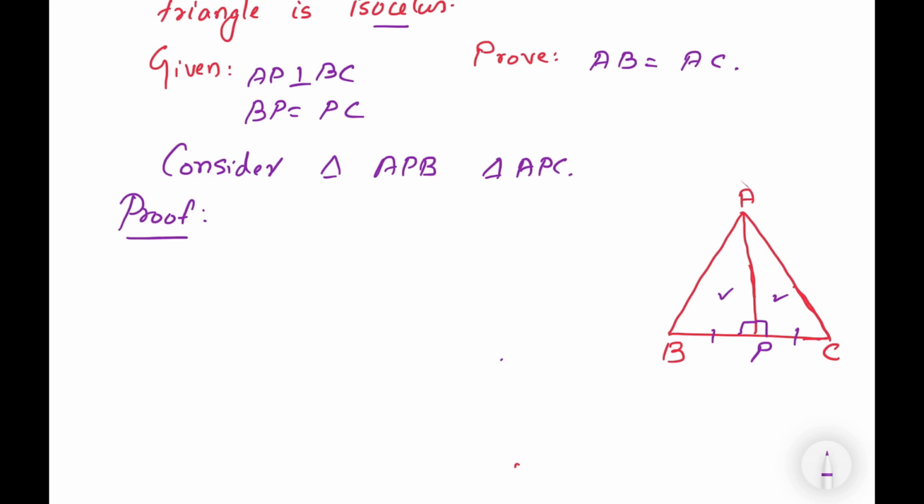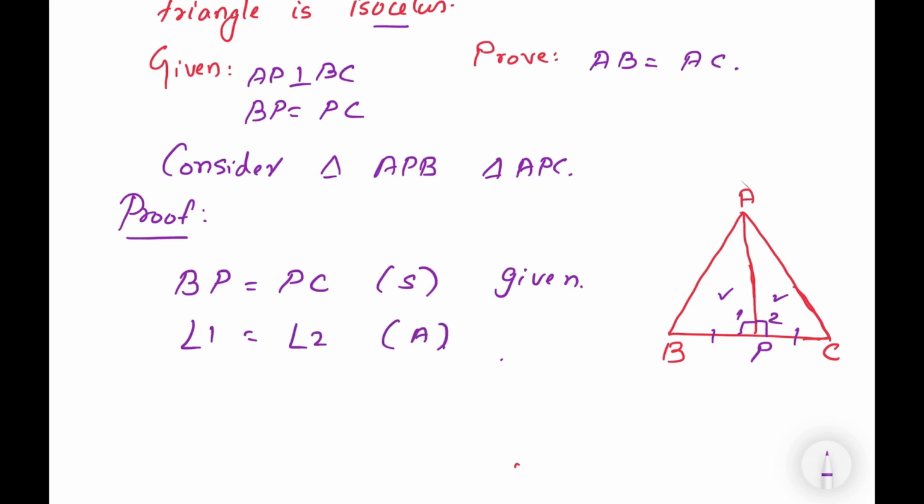Here we have to see what else we can use. The angle is there. BP equal to PC is one side, and we can take AP as a common side. The angle is in between the two sides, so we will be using SAS. BP equal to PC, side, given. Then angle 1 equal to angle 2, angle, given. And then AP equal to AP, side, it is a common side.